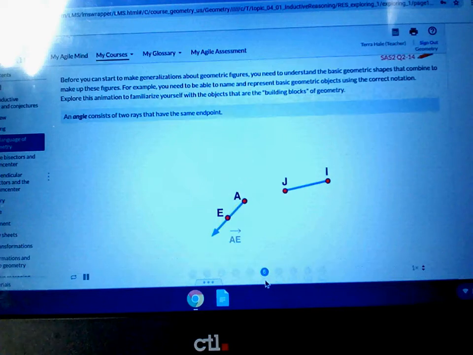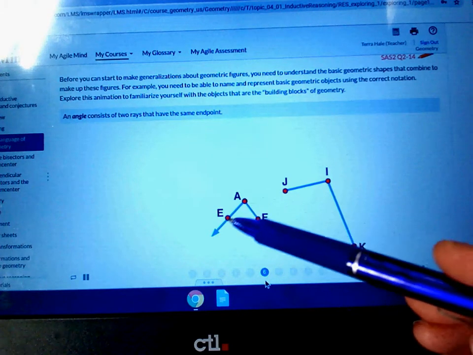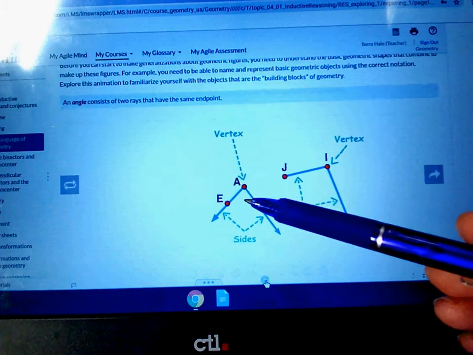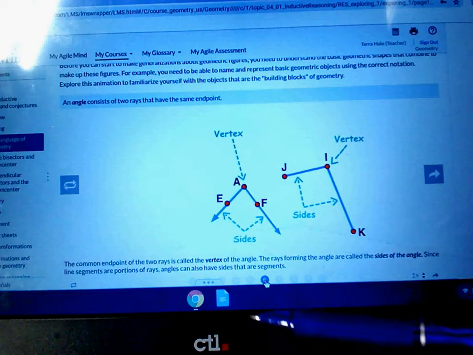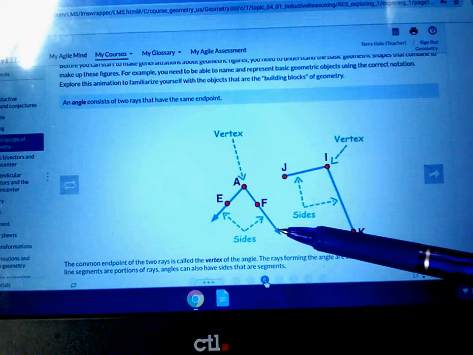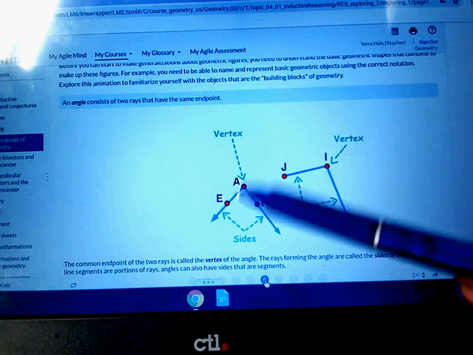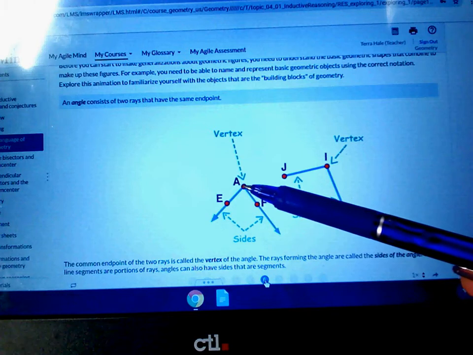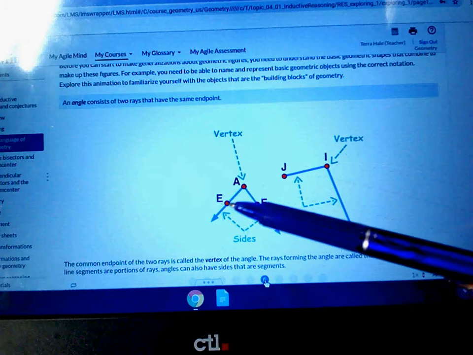An angle consists of two rays that have the same endpoint. So here's that ray we just looked at, ray AE. If I draw another ray that also starts at A, now I have created an angle. This is an angle. The point that they have in common is called its vertex. So this angle has vertex A, this angle has vertex I. The rays are the two sides of the angle.